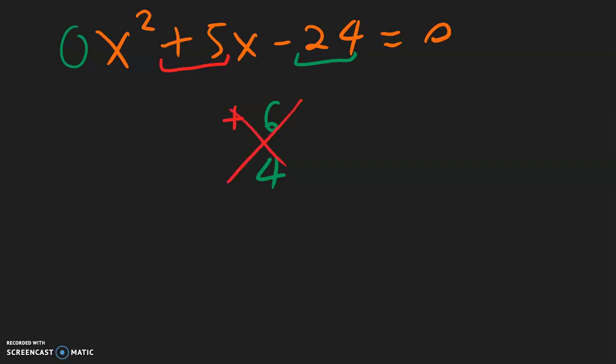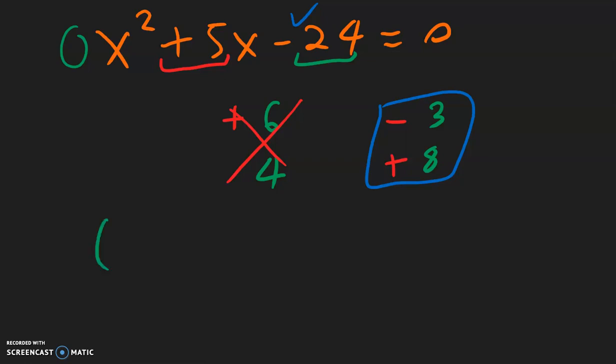We can try 3 times 8. So starting with the bigger number, the 8 has to be positive. And 8 plus 3 is 11, but 8 minus 3 is positive 5. And then when we multiply this, negative 3 times positive 8 is negative 24, so that checks.